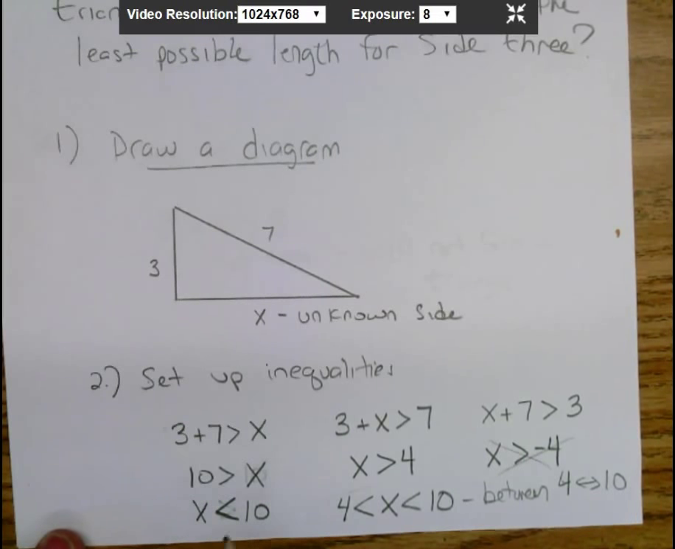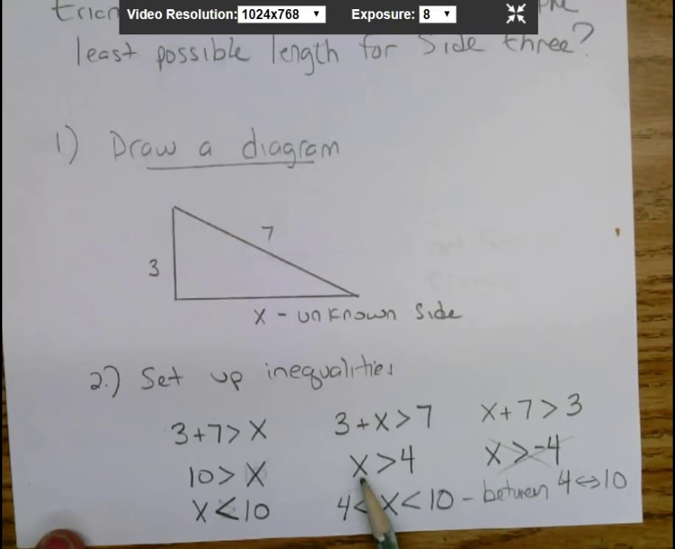So we know the maximum size this side can be is just under 10. Then we do this one, 3 plus x is greater than 7. We end up with x is greater than 4.